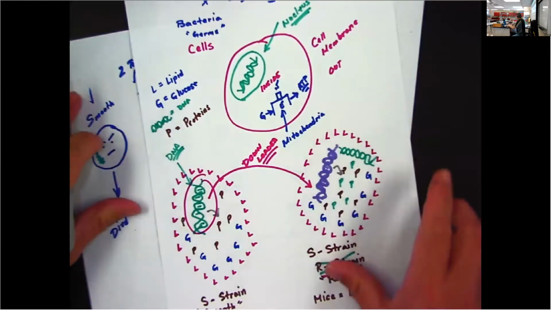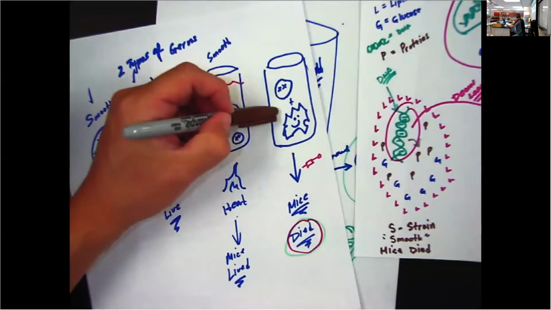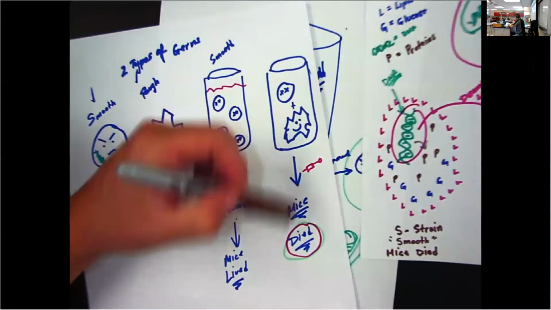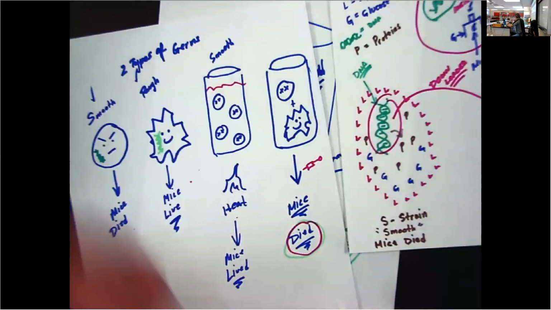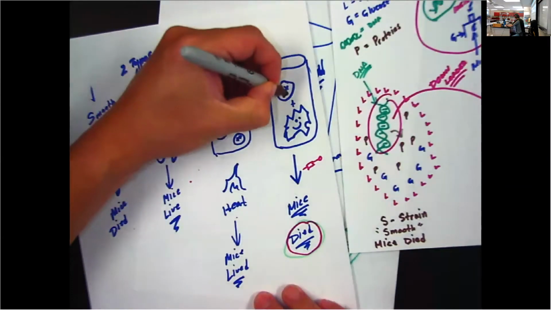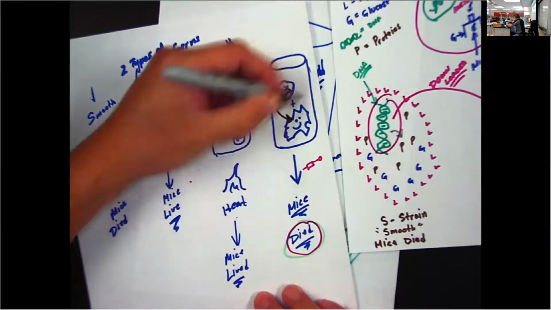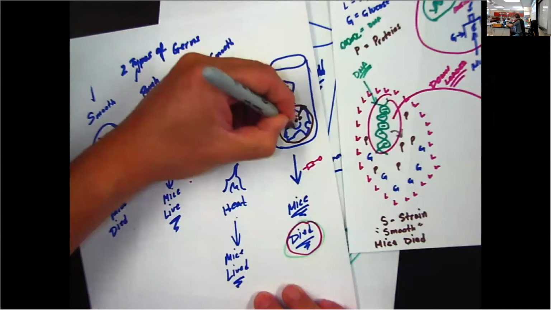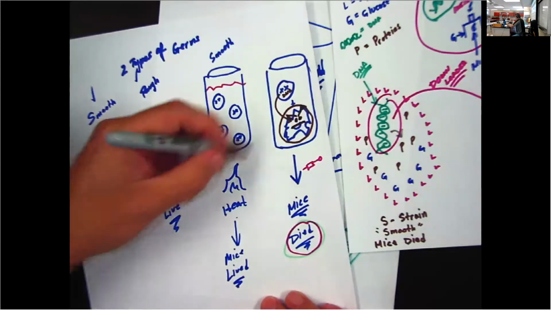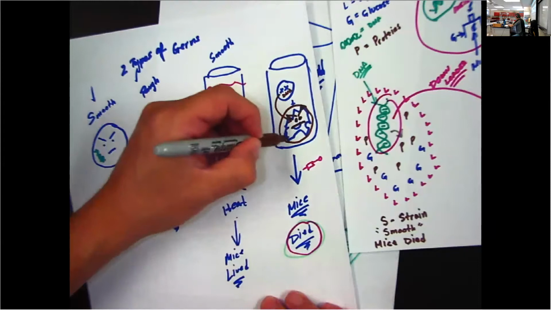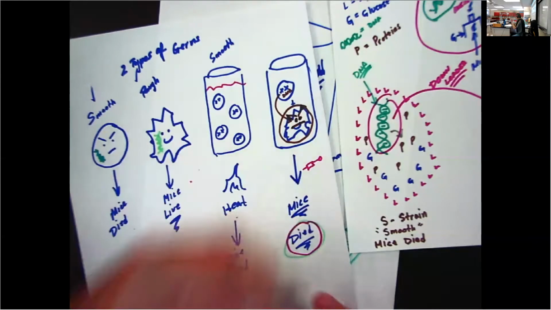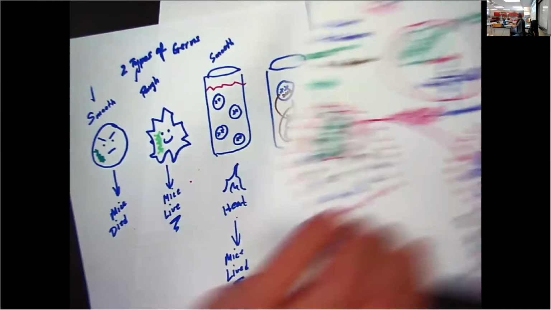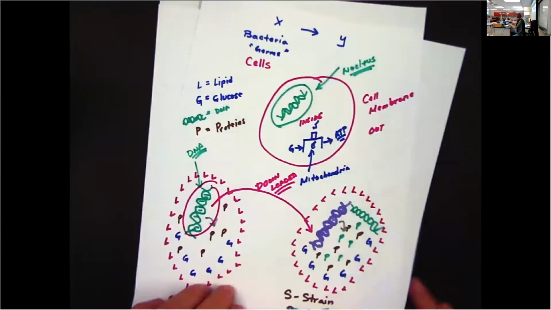That's what happened. And so when this juice got injected into the mice, that's why the mice died, because the DNA from this guy got downloaded into this guy, turned this guy into a smooth bacteria that was making the proteins that caused the mice to die. So hopefully that makes sense. And when you play this back, hopefully you can follow that through. But it's very important that you understand all these steps.